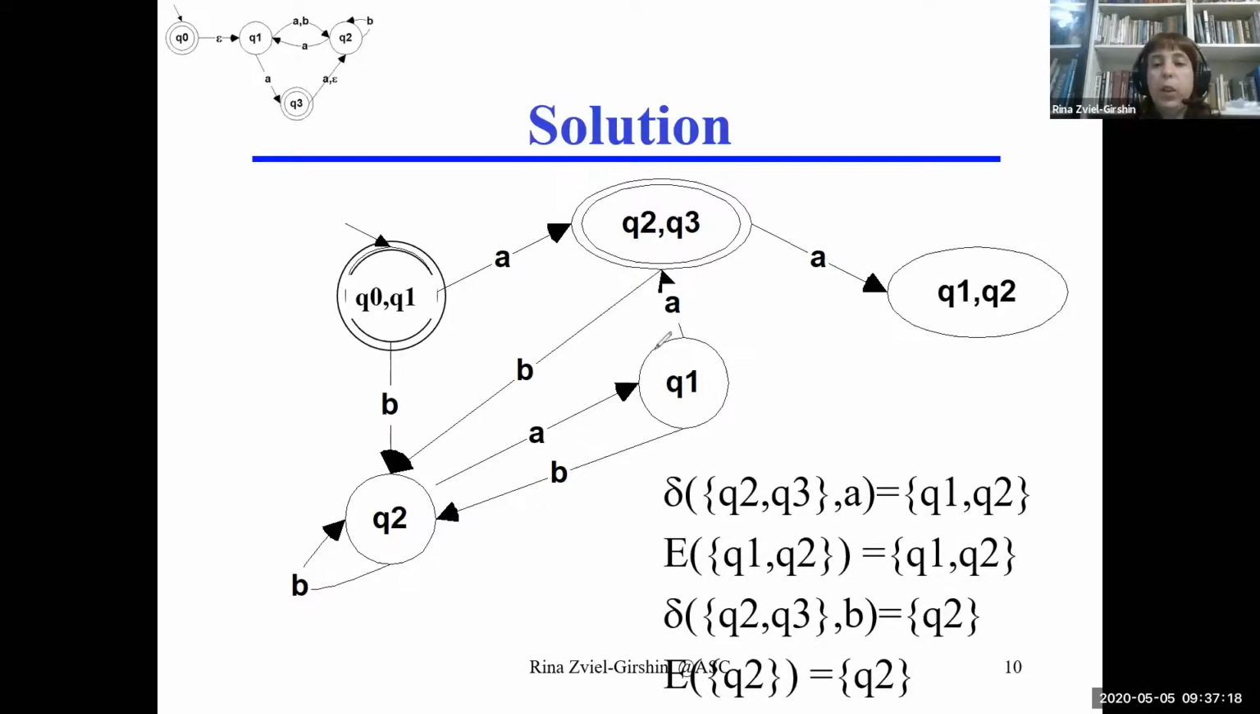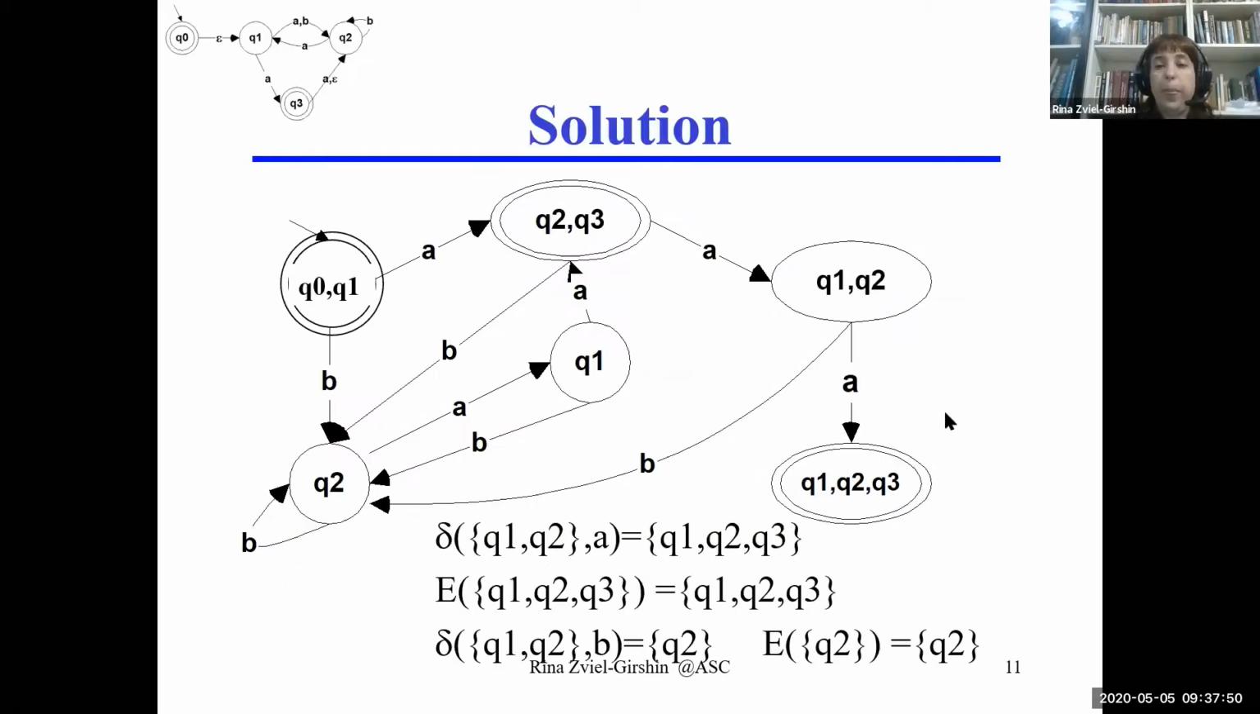Okay, let's see. Q1 on A, we go to Q2, Q3. Q2 on A, we go to Q1. We unite Q1 with Q2, Q3, and we have a new state Q1, Q2, Q3. And Q1, Q2 on B: Q1 on B, we go to Q2. Q2 on B, we stay in Q2. So we unite Q2 with Q2, and we have Q2 as a resulting state.